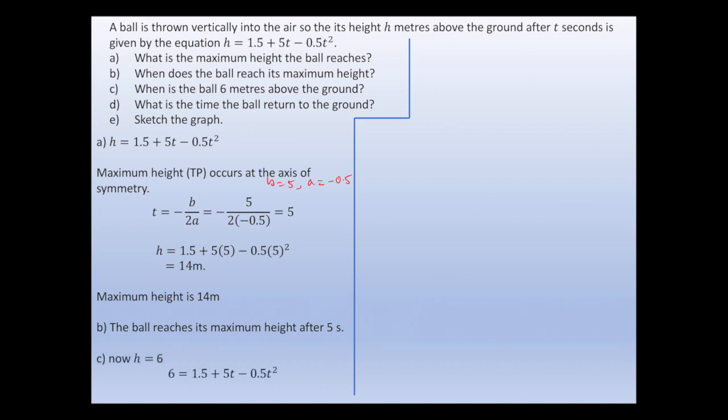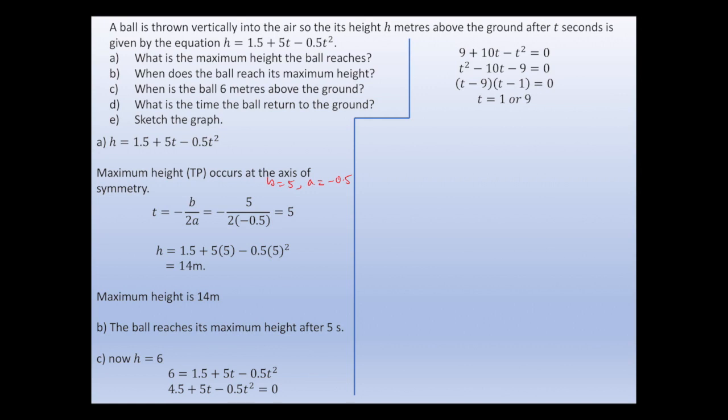Part C, you need to work out when h equals 6 meters. Now, 6 equals 1.5 plus 5t minus 0.5t squared, substituting h as 6. And rearranging it, we know that 4.5 plus 5t minus 0.5t squared equals 0.